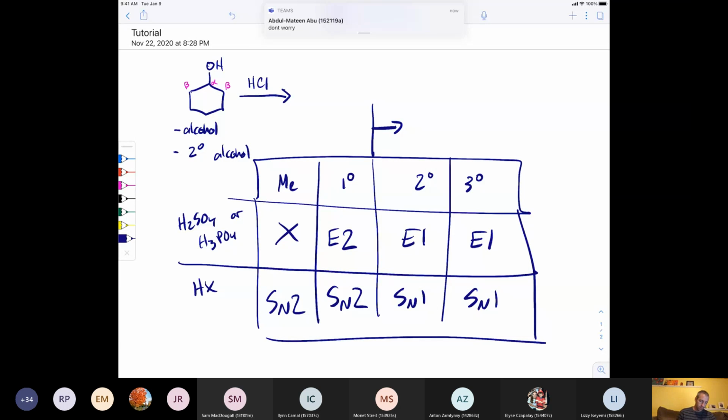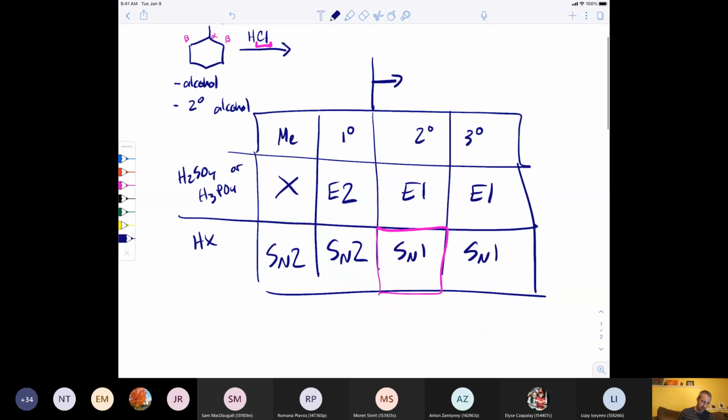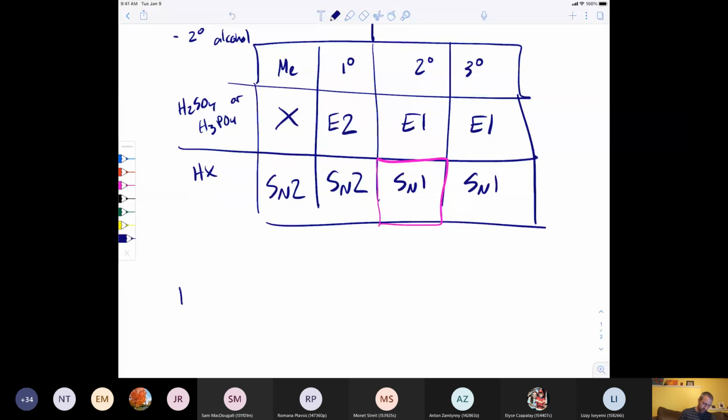All right, so if you go back to the original example, we have a secondary alcohol and we're reacting it with HCl. That's this box that we're looking at right here. It's secondary, so it can make a carbocation, so it's going to be SN1. And the chloride is a good nucleophile once the H plus leaves, so it's going to be substitution. So let's say the question said, draw the complete mechanism and show the major product. Well, we can do that. I'm going to just slide down a little.